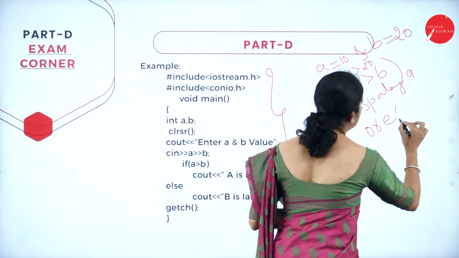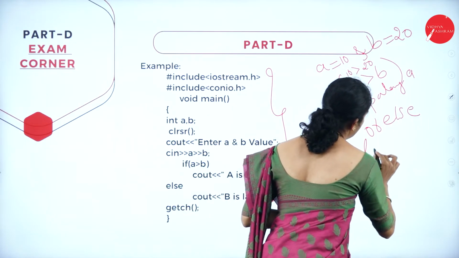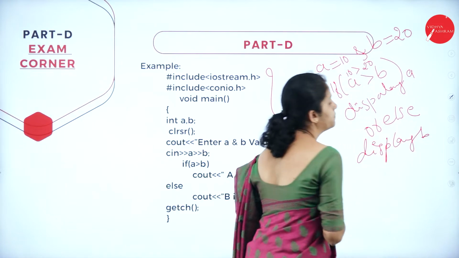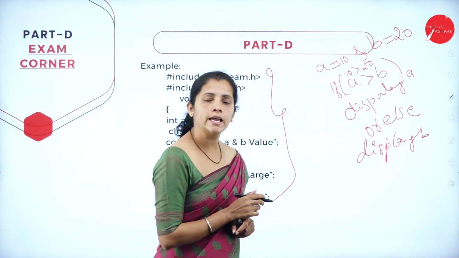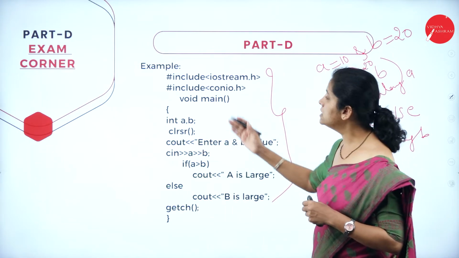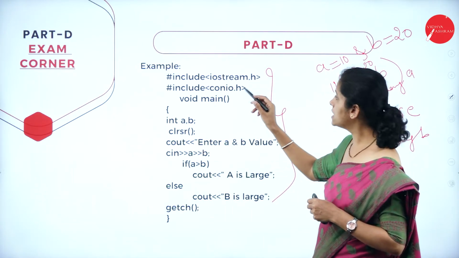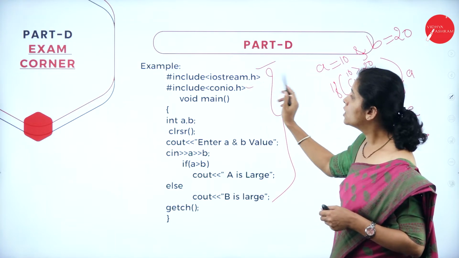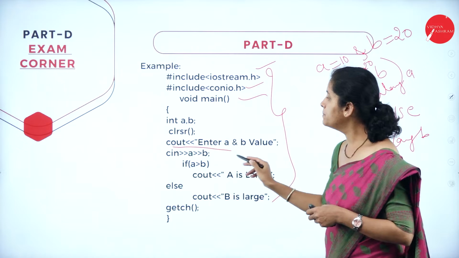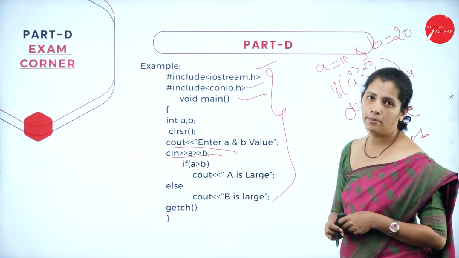So, else display B. This is the way I can write the example. Now, I have taken this simple program here. I started with #include <conio.h> and my main program, and this is the statement used to read the input.